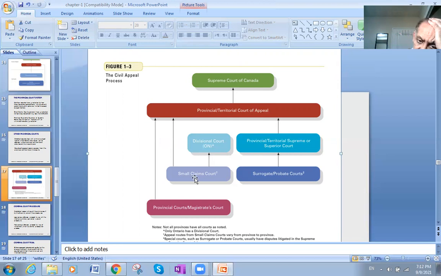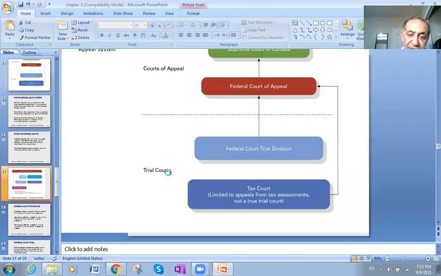We have also small claims courts, which we said handle claims of less than 25,000. Surrogate and probate courts also, and provincial courts, magistrates courts or magistrate courts. All of these, if there are any disputes, will go to the provincial courts of appeal. If it was not solved, then it will go to the Supreme Court of Canada.